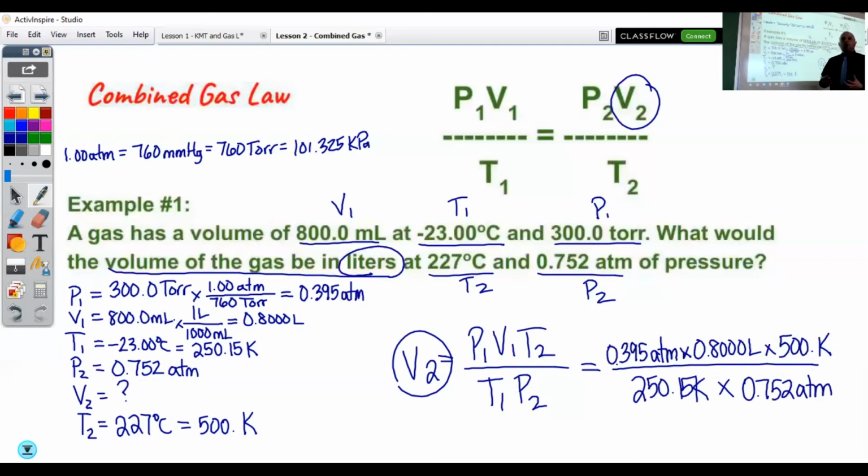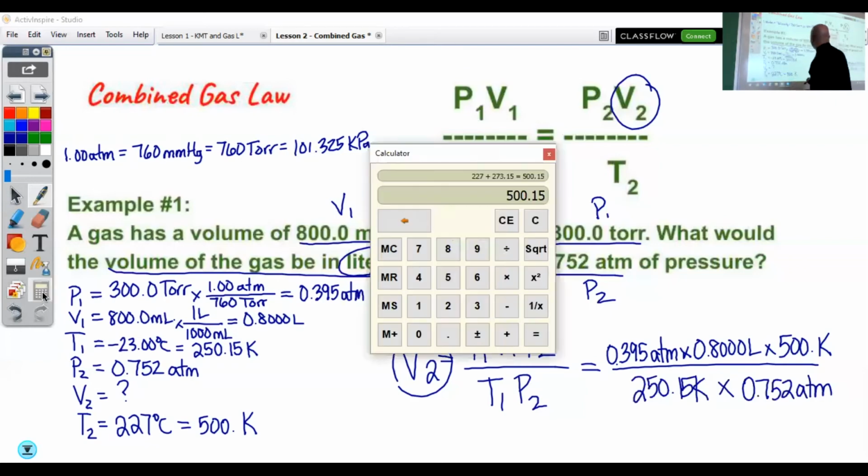The one thing that I want to warn everyone about is when you type this into the calculator, you have to be careful. You have 2 different numbers that are on the bottom of your fraction. So either hit divided by twice, which is what I'll do, or use parentheses to enclose the bottom part, ensuring that you divide by both the 250.15 and the 0.752. Okay, you can watch as I type this into our calculator.